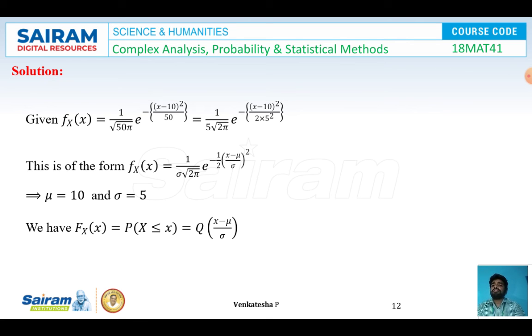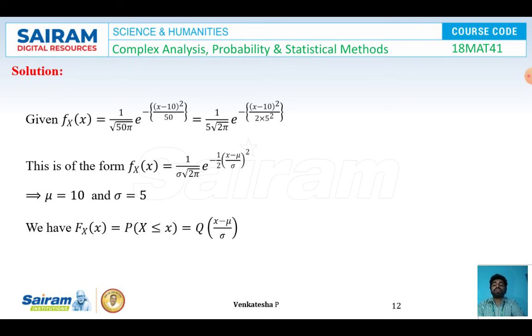The given function is 1 by square root of 50 pi e power minus of x minus 10 whole square by 50. So it will be equal to 1 by 5 into square root of 2 pi. Expanding 50 pi as 25 into 2 pi, it will become 5 into square root of 2 pi e power minus of x minus 10 whole square by 2 into 5 square. Expanding 50 as 2 into 25, it will be equal to 2 into 5 square. We can take the equation 1 by sigma into square root of 2 pi e power minus 1 by 2 into x minus mu by sigma whole square as the PDF of the normal distribution. By comparing both the equations, we can find mu is equal to 10 and the standard deviation sigma is equal to 5.